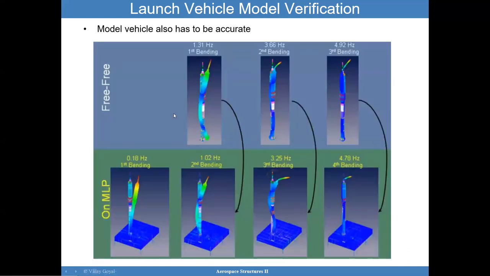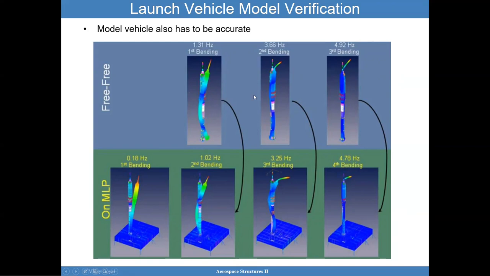Here is a mode vehicle analysis. We want to make sure that the mode shapes are accurate in the free condition, but also when they're on the mobile launch platform. And you can see here the frequencies tend to be fairly small. Again, this is the Aerospace 1X, and you can see here one of the bending modes. Here's the first bending mode, the second bending mode, the third bending mode, and the fourth bending mode. You also have the bending modes in the free configuration.